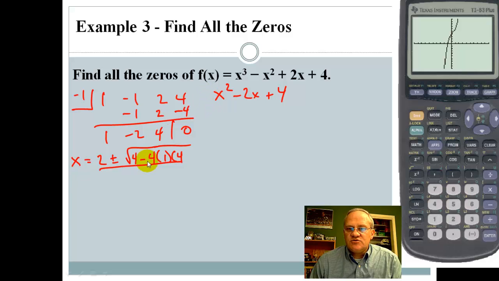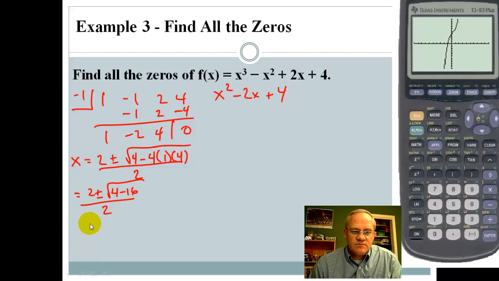So 2 times a, or 2 times 1 is 2. So we just have to simplify all this. Oh, I forgot a parentheses. So what we've got here is 2 plus or minus, what do we got here? Let's see, 4, looks like it's 4 minus 16. Square root of 4 minus 16, all over 2. 4 minus 16, that's going to be a -12, right? So we've got 2 plus or minus square root of -12 over 2.